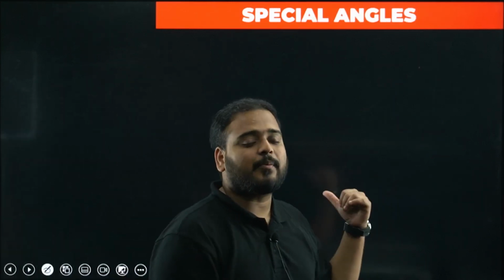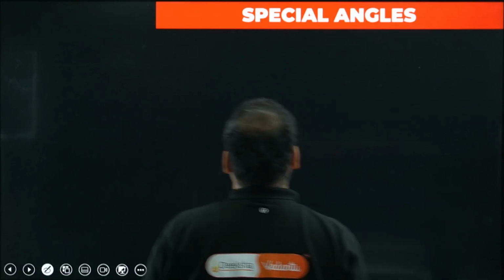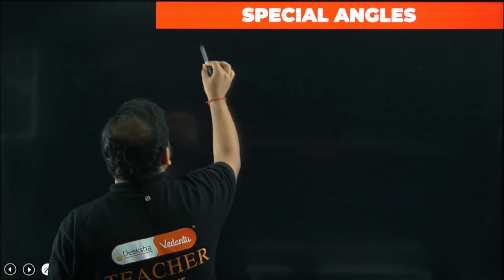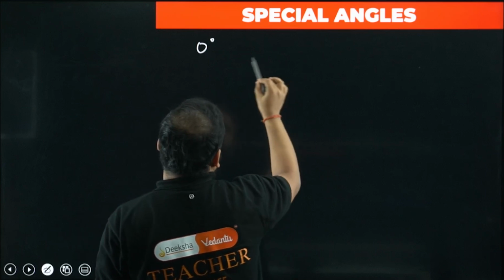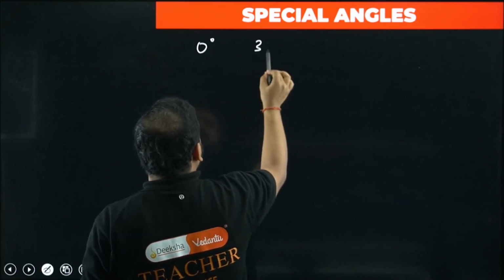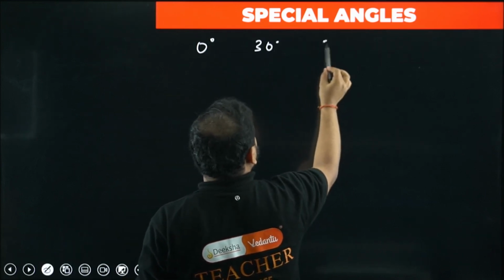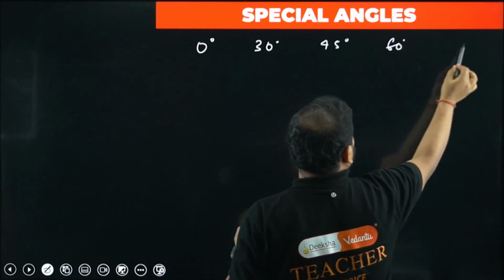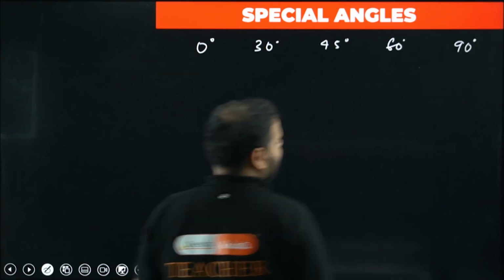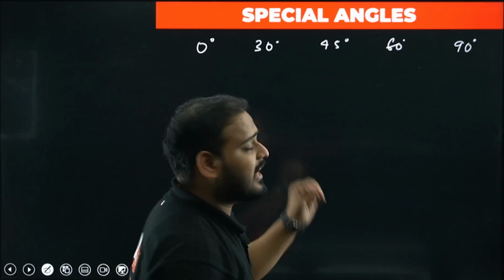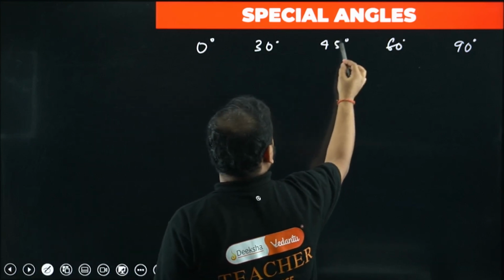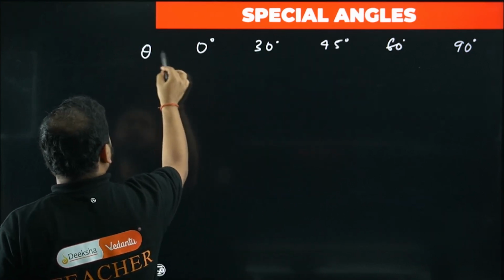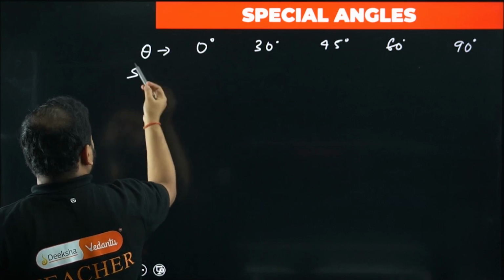Next topic is special angles. That's why I said this is very, very important. There are a few angles called 0 degrees, 30 degrees, 45 degrees, 60 degrees, and 90 degrees. These are called special angles. Whenever you have theta equal to these angles, the first ratio is sine theta.